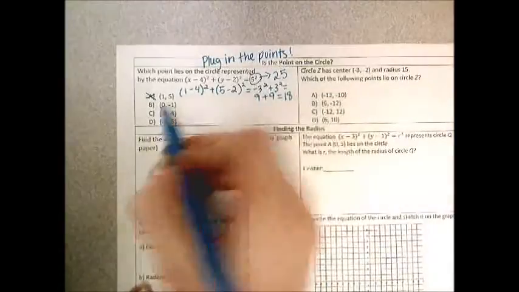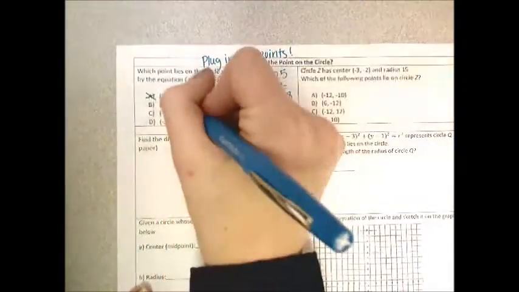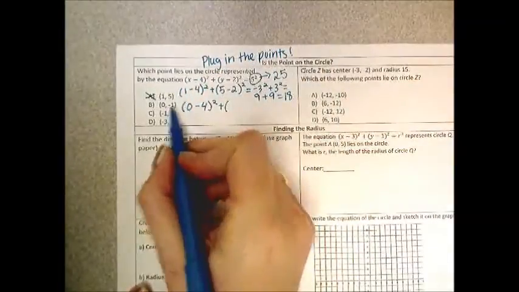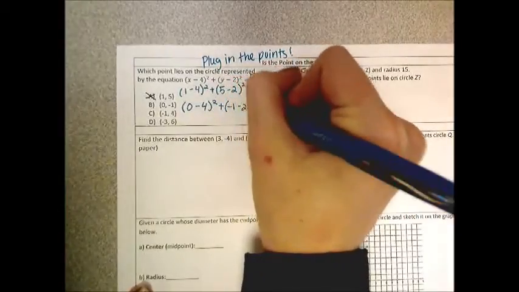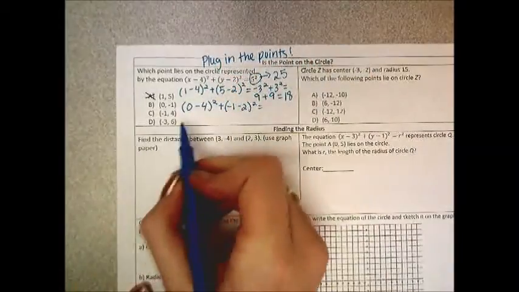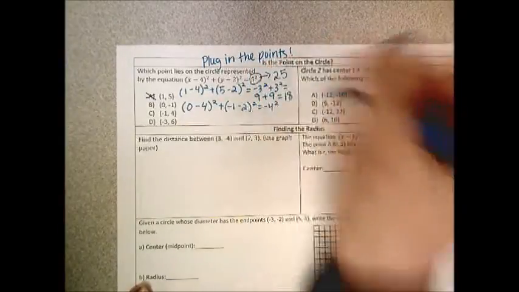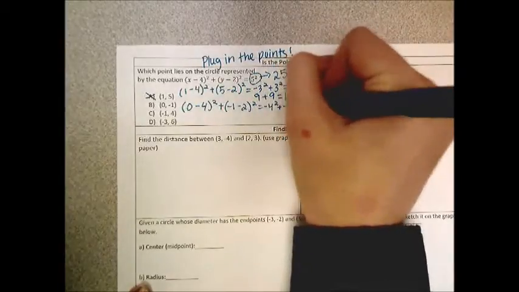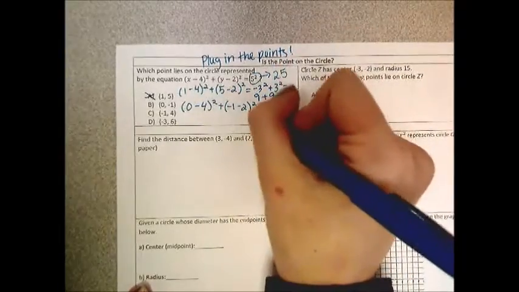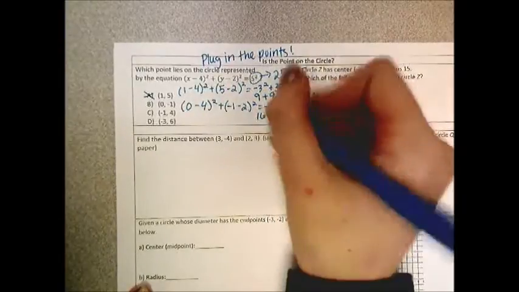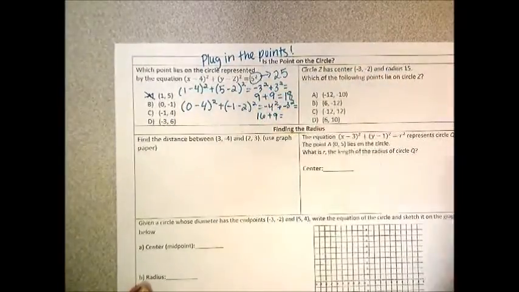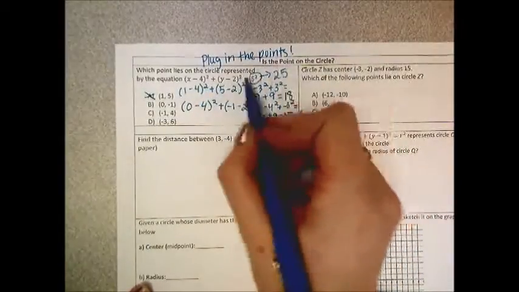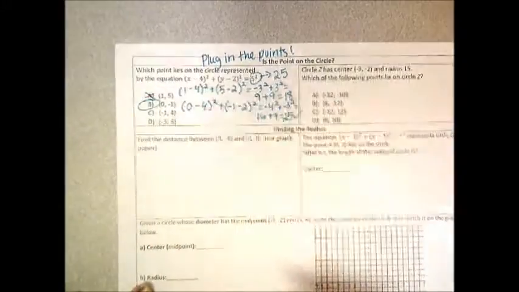Now I'm going to try answer choice B. So my x here is (0 minus 4) squared plus my y is (negative 1 minus 2) squared. If I keep solving, it's 0 minus 4 gives me negative 4 squared, and negative 1 minus negative 2 gives me negative 3 squared. So negative 4 squared gives me 16, negative 3 squared gives me 9, and luckily 16 plus 9 is equal to 25. So since I got 25 here and my radius squared is 25, then B is the correct answer.